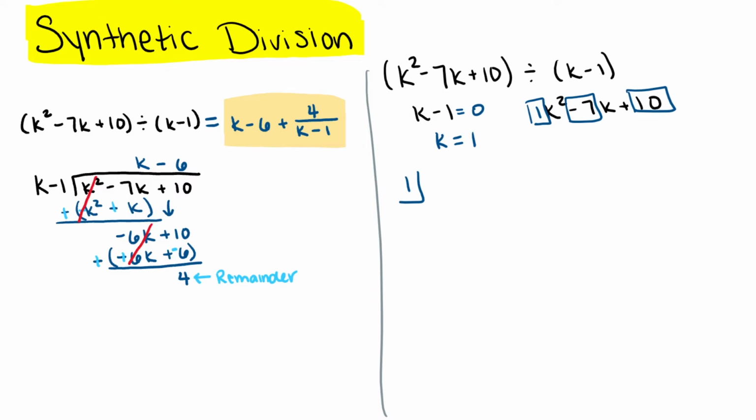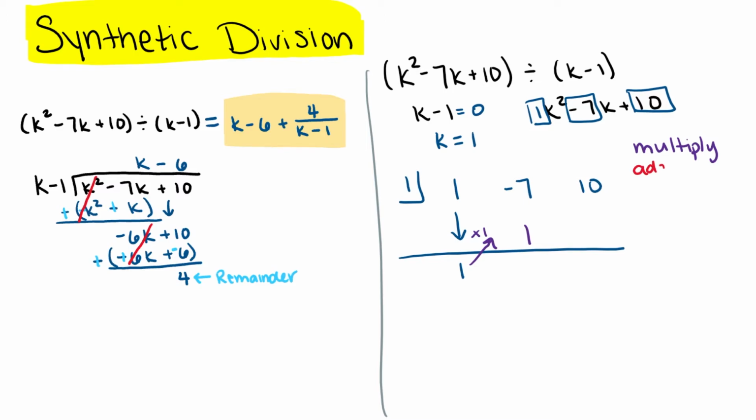First, we'll write our 1 and section it off. Then, in a line, we'll write our coefficients from our polynomial. The pattern for synthetic division is multiply, add down, and repeat. So we're going to start by bringing down our first coefficient in this polynomial, the 1. So the 1 comes all the way down. We're going to multiply 1 by our divisor, which in this case is 1. So we get 1. 1 times 1 is 1. And then we'll add down. Negative 7 plus 1 is negative 6.